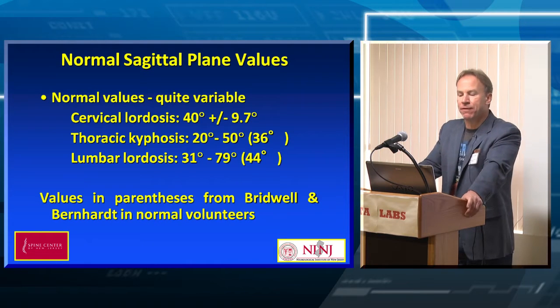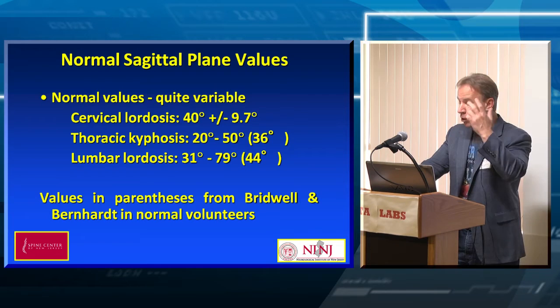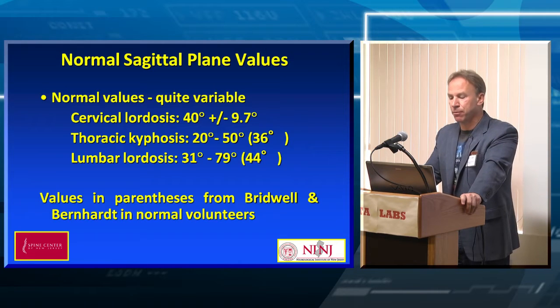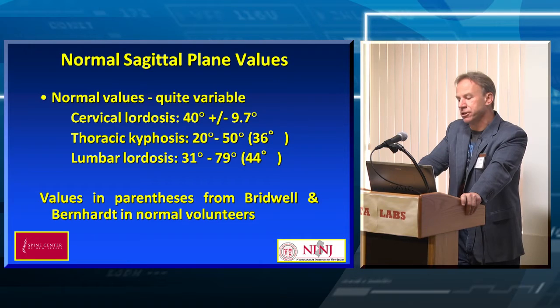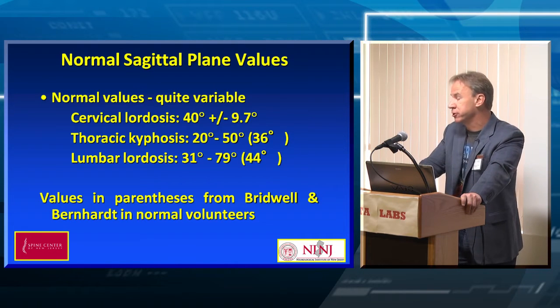What are the sagittal plane values? They're pretty variable. In the cervical spine, it's approximately 40 degrees of lordosis. You see an assortment of things with kyphosis in the thoracic spine and lordosis in the lumbar spine. Bridwell and Bernhardt studied a whole lot of normal volunteers, and they found the numbers in parentheses there, 36-degree thoracic kyphosis and 44-degree lumbar lordosis as normal.